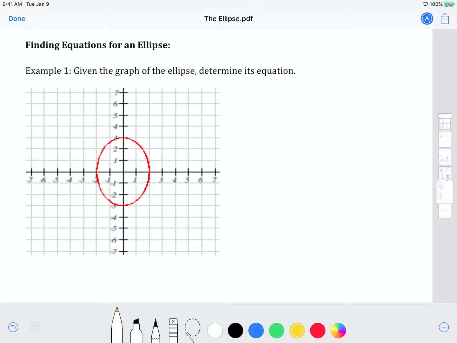So the first thing you want to do is identify which direction the major axis is running. And the way to do that is to look to see which axis is longer. So here's my center. If I come out this way and this way, it's a total of 6. And if I come out this way and this way, it's 2 and 2, which is 4. So the longer axis is running vertically. Which means our standard form is going to look like this.